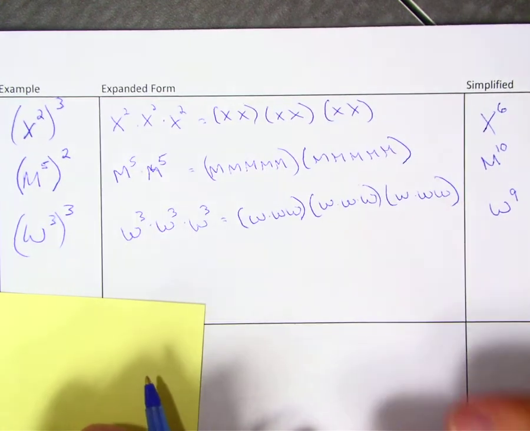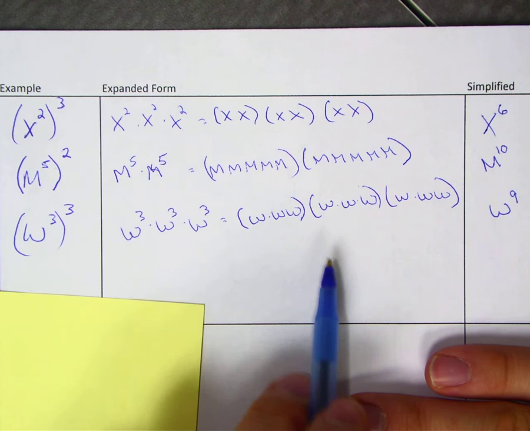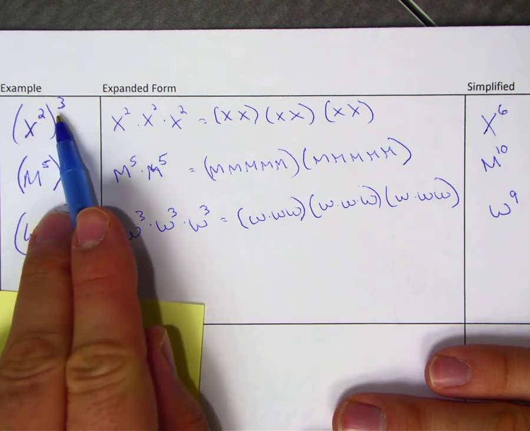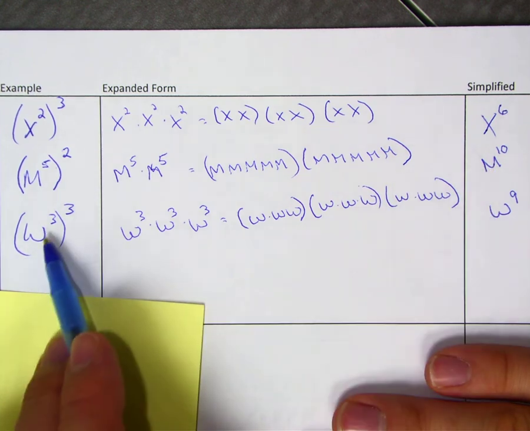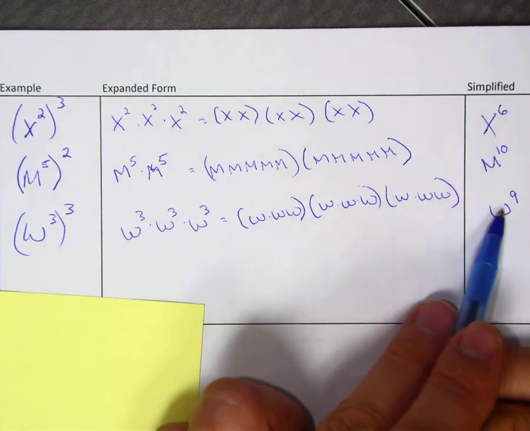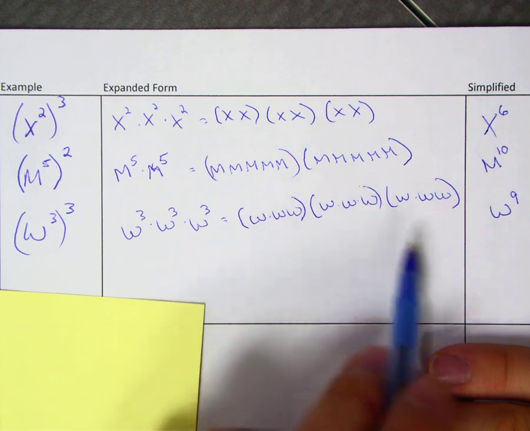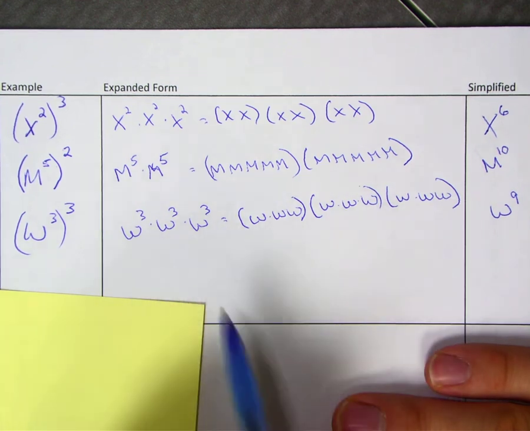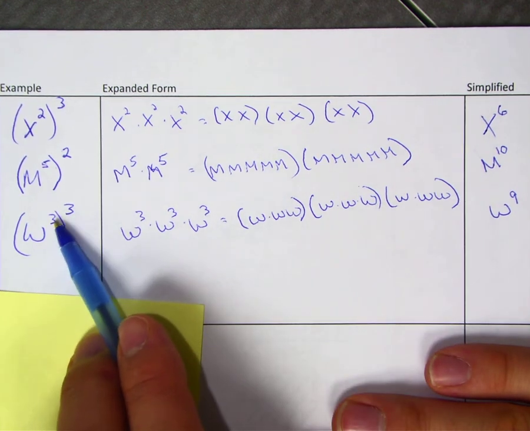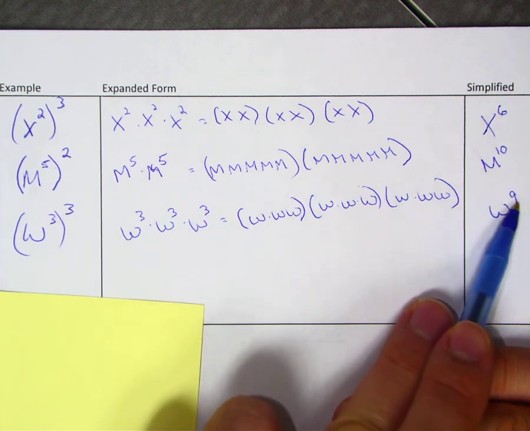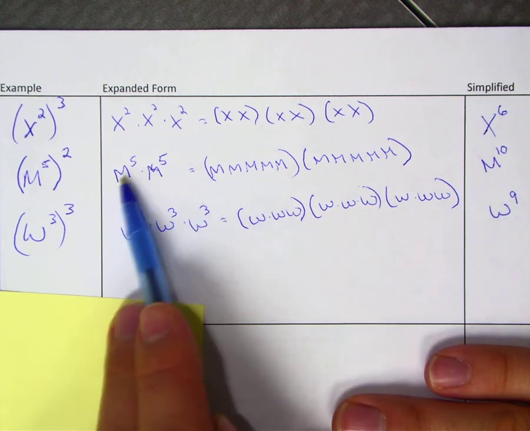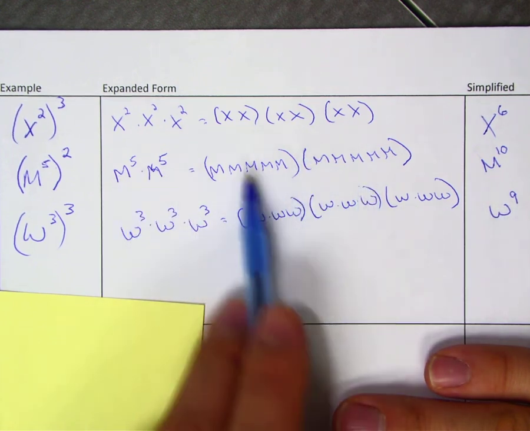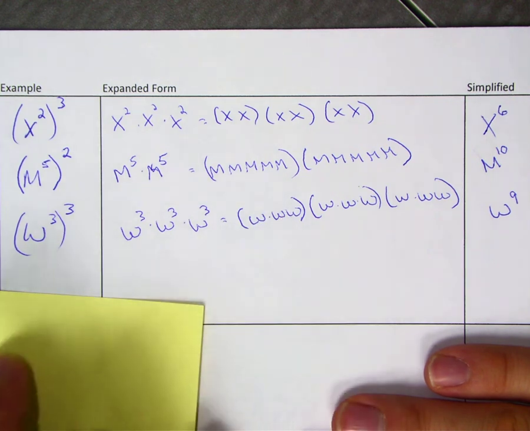So let's go ahead and look at this rule real quick and kind of put it all together. If you look at x to the 2nd to the 3rd, you get x to the 6th. x to the 5th to the 2nd, you get x to the 10th. w to the 3rd to the 3rd, you get w to the 9th. So I'm hoping that you're seeing this pattern right now, that all you've got to do is take your exponents and multiply them together. Now it's important to remember that rule, but it's also important to remember why that works. Go ahead and make sure you remember the standard or the expanded form in the middle here.